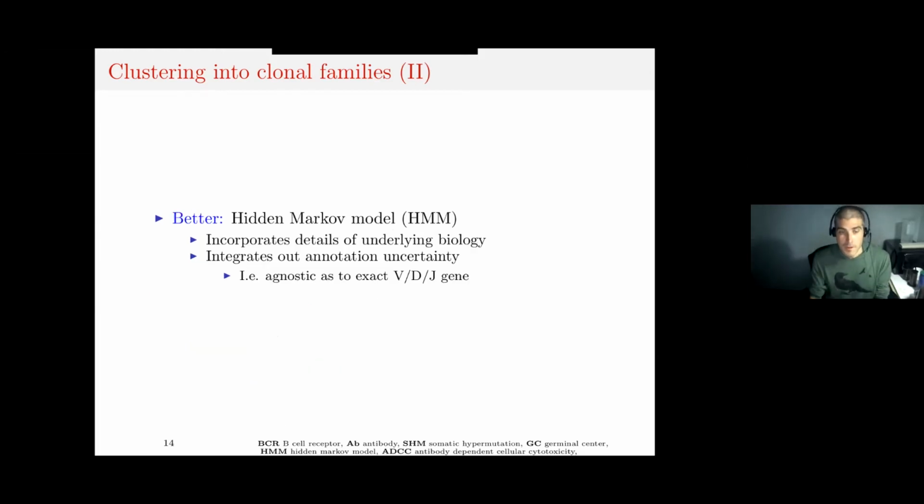So an approach that we think makes a lot more sense for this is to use hidden Markov models. One reason is that these let you incorporate all the details of VDJ rearrangement and somatic hypermutation. And equally importantly, they let you integrate out your annotation uncertainty, so your uncertainty about what particular V and D and J genes and deletions were used. In general, there's a lot of uncertainty in a lot of cases about what the annotation was, and if you care about clustering, you don't want to tie that clustering to a particular annotation.